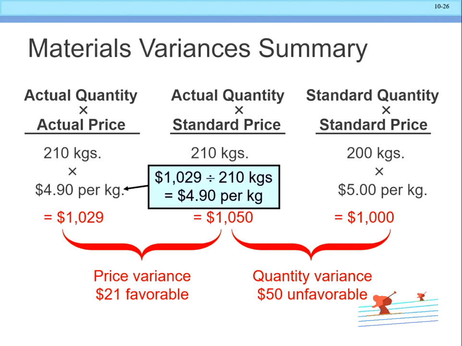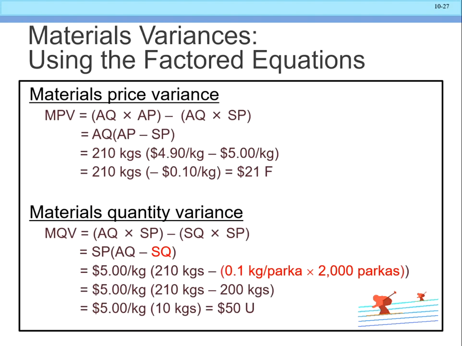So these two things can be presented in the form of formulas. Material price variance is actual quantity times actual price minus actual quantity times standard price. You can see in each of these brackets we have the actual quantity, so we can shorten the whole thing to say actual quantity in bracket, actual price minus standard price. Then that gives us our variance. The price variance is normally easy.